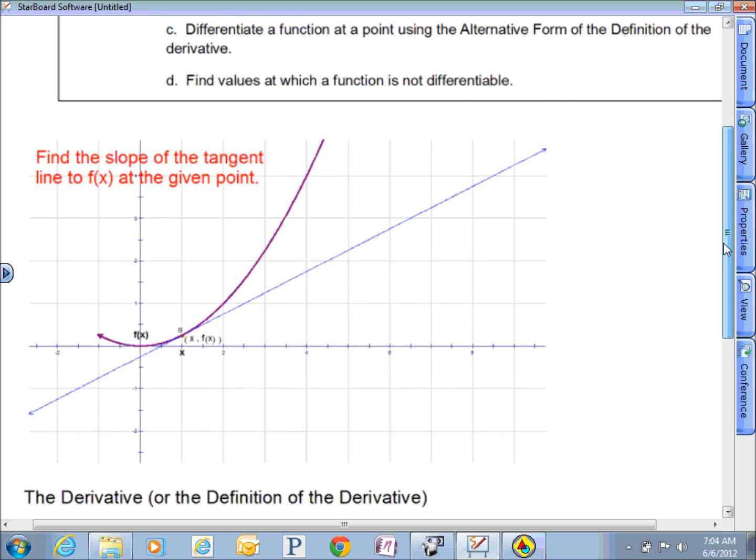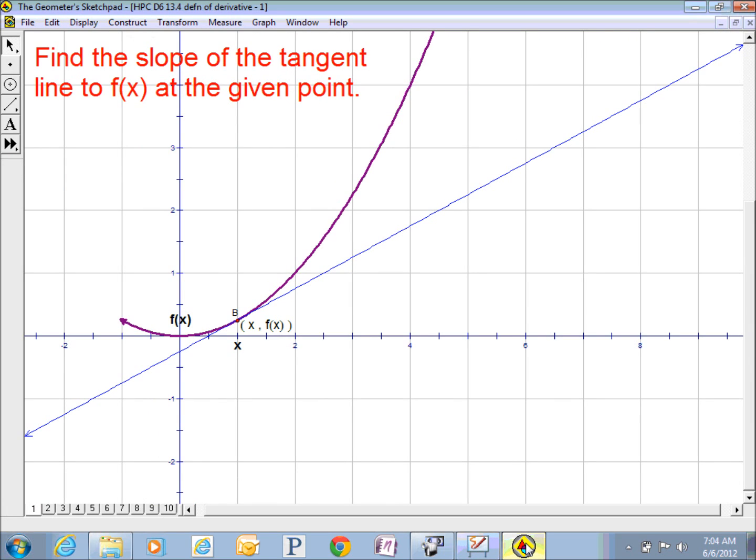This particular video is going to talk specifically about what a derivative is, or get to, down here on the bottom, what the definition of the derivative is. So you have this picture. I'm actually going to use a little multimedia here to help me out. So find the slope of the tangent line to f of x at this given point.